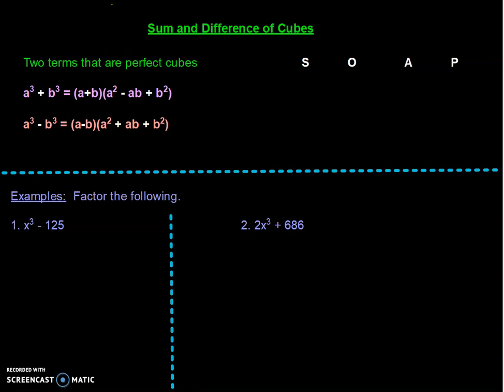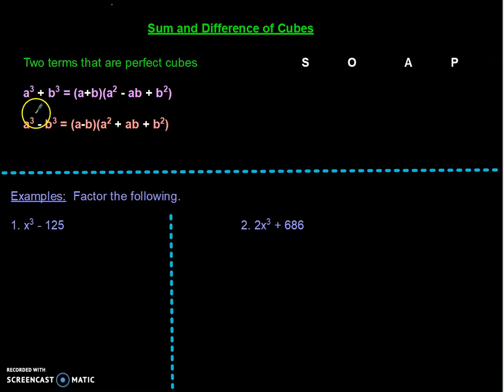Hi guys, so today we're going to go over sum and difference of cubes, which are two terms that happen to be perfect cubes, meaning you can multiply a number by itself 3 times and get the first term, and also multiply something by itself 3 times and get the second term. Unlike a difference of squares, there is a formula for the sum and the difference of cubes.